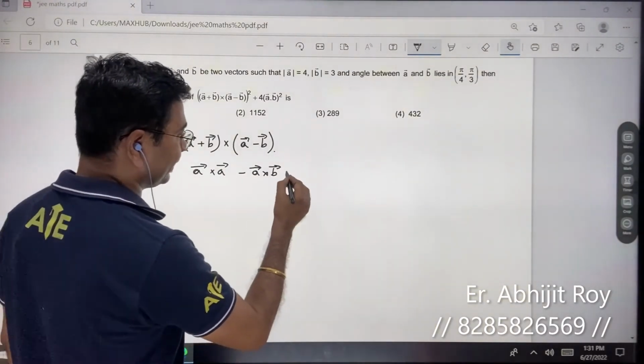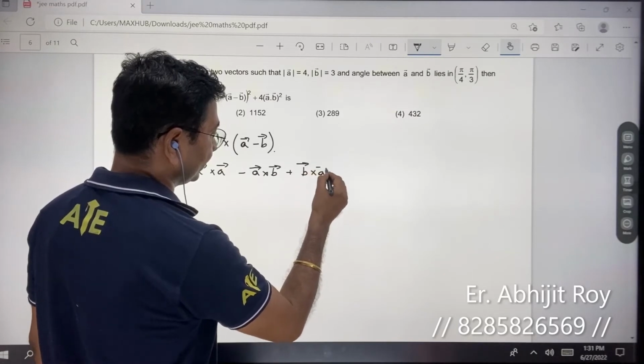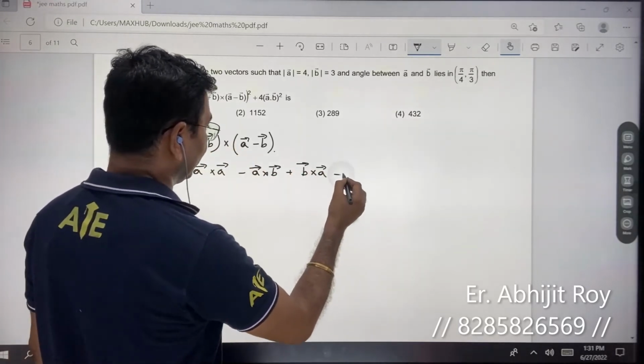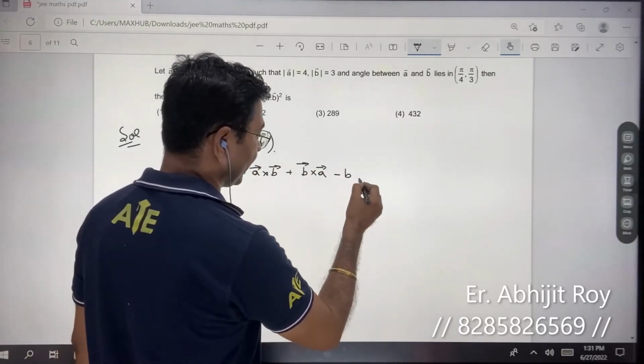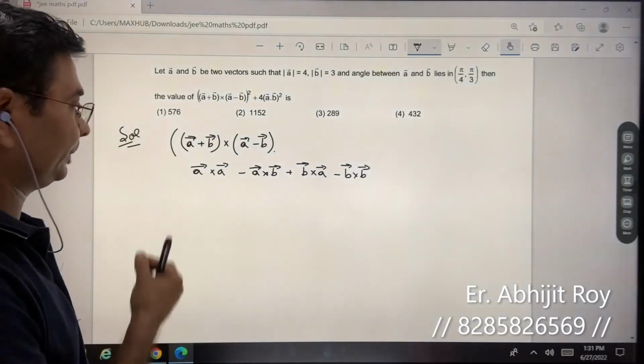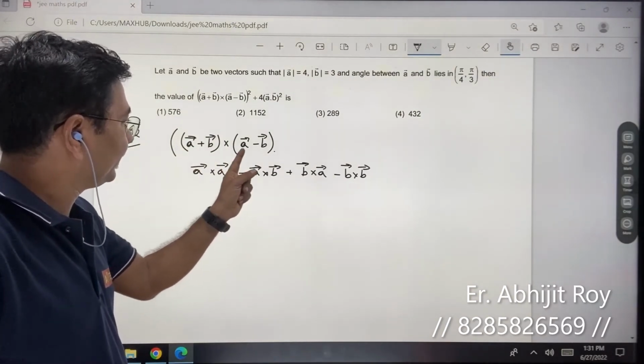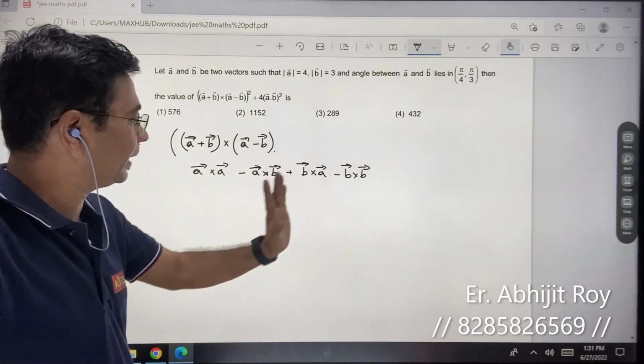Rather negative sign is generated, okay? So b cross a here, so यहाँ पे b cross a हो जाएगा and minus of b cross b. Now look at this. So a के साथ a आ गया, a के साथ b आ गया, b के साथ a आ गया, b के साथ b आ गया, fine.